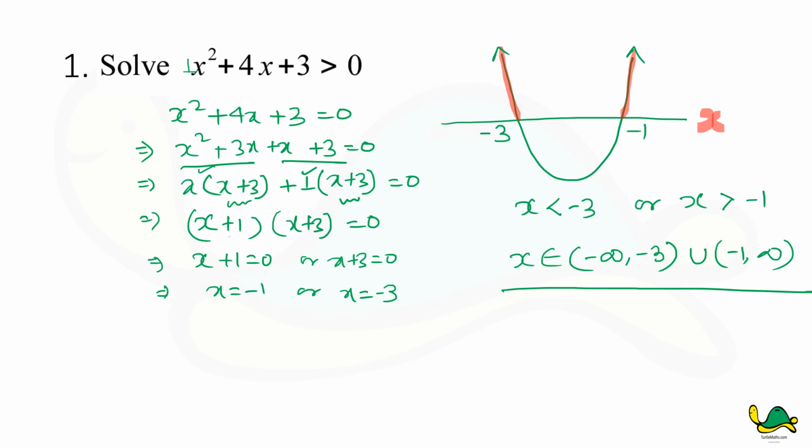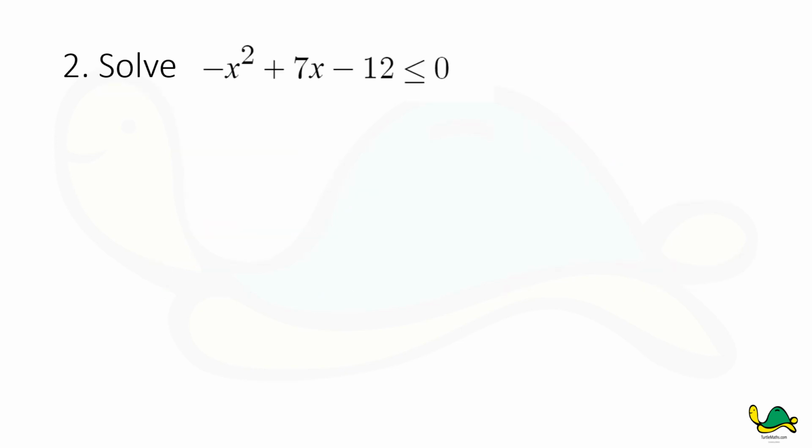Now let's start example 2. Example 2, solve negative x squared plus 7x minus 12 is less than or equal to 0. So we have to find the values of x for which this quadratic would be less than or equal to 0. So I'm going to give you some time. You can pause this video and try attempting it by yourself.